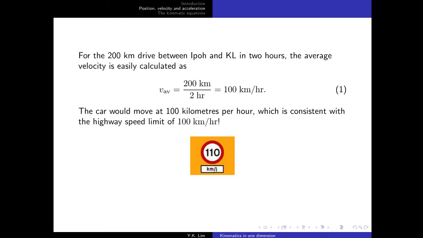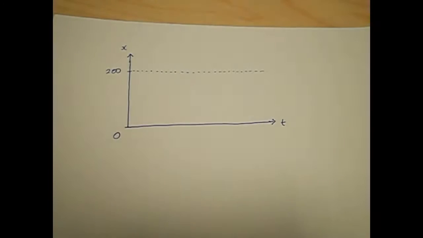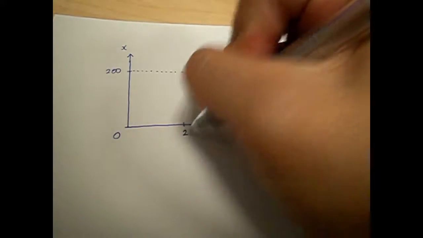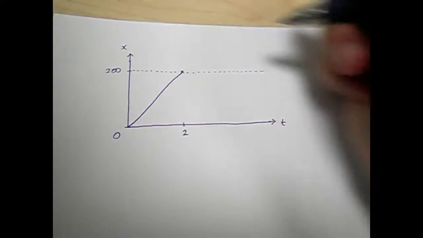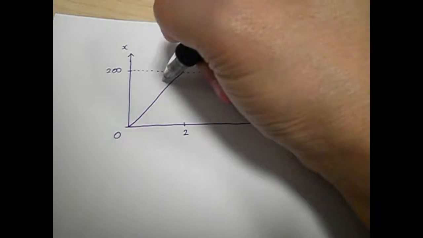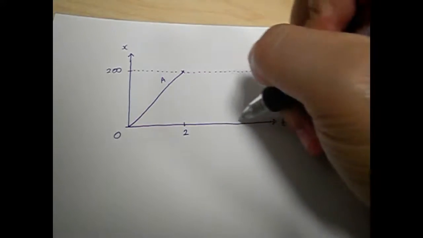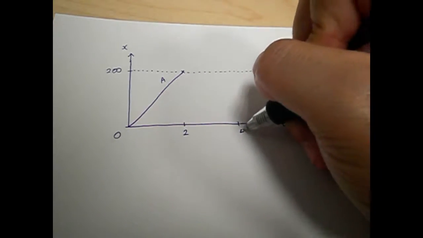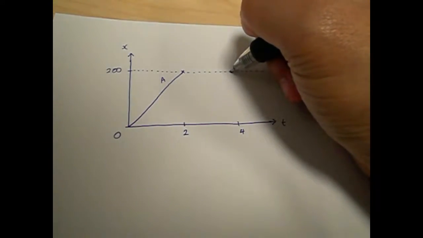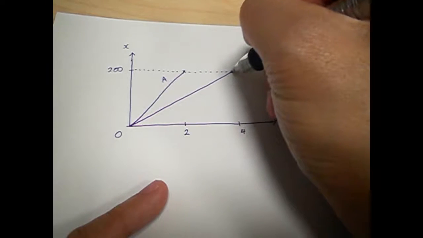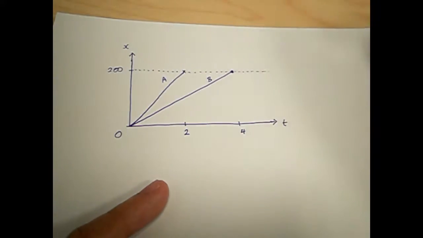We can analyze this in a more precise manner by sketching the graph of position versus time. For the car, let's call this car A, driving 200 kilometers within 2 hours, the movement of the car can be tracked on the graph like this. Suppose we have another car B that is driving much slower than A. It only reaches 200 kilometers in 4 hours. The motion of this car can also be tracked on this graph, and it looks like this.